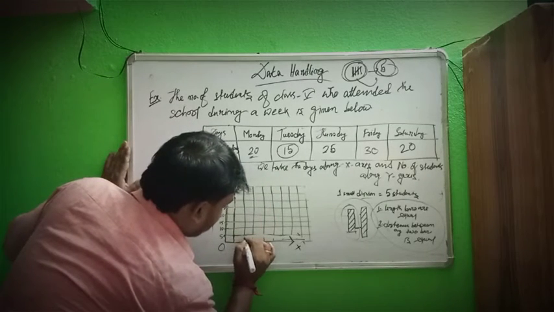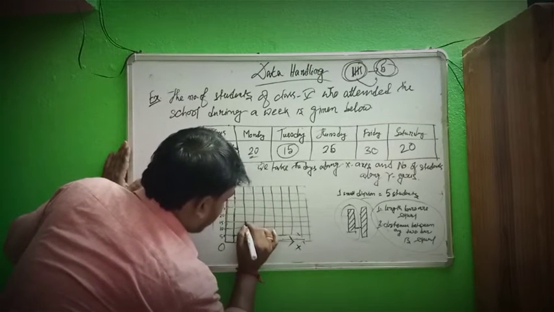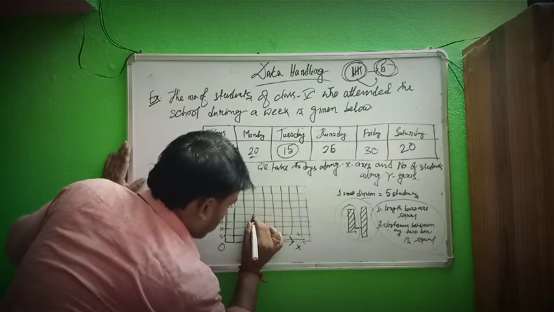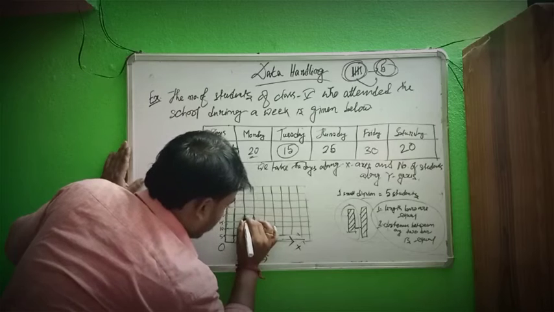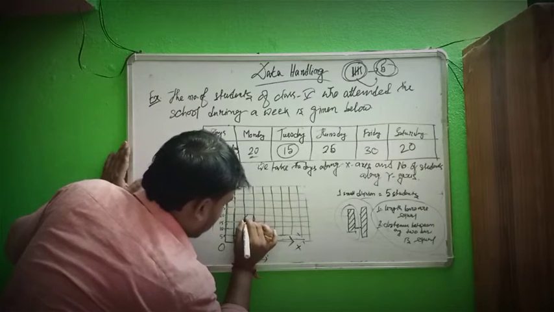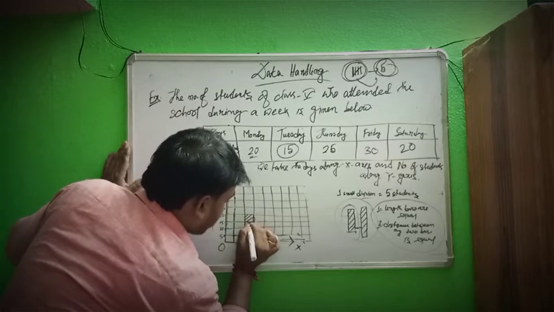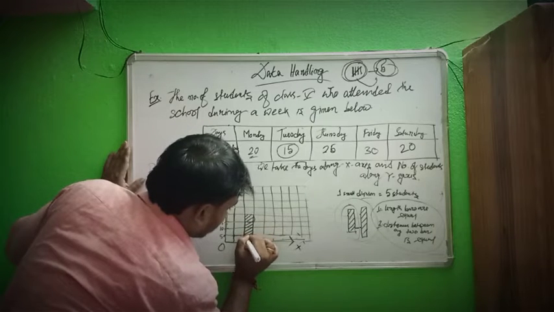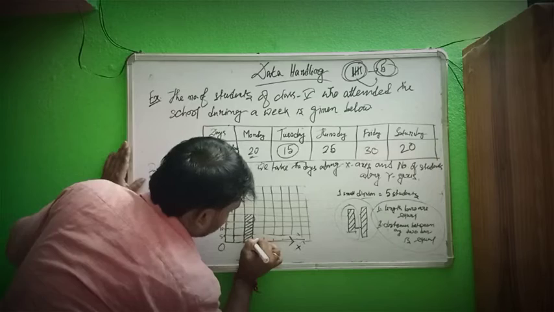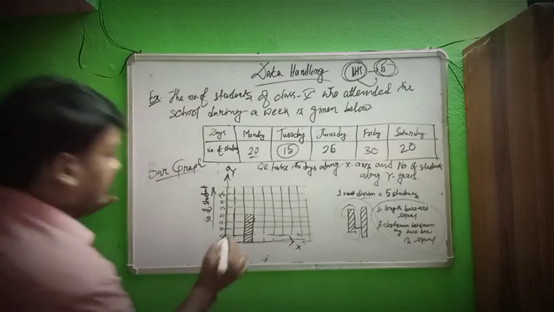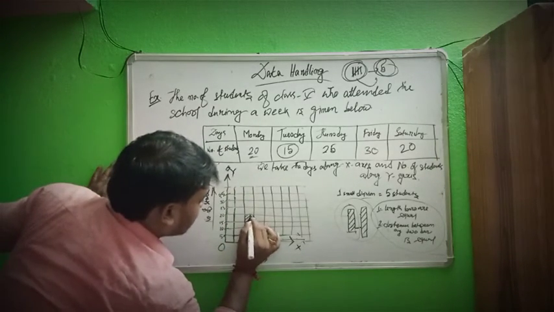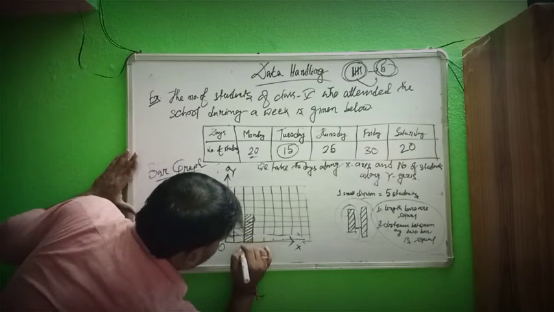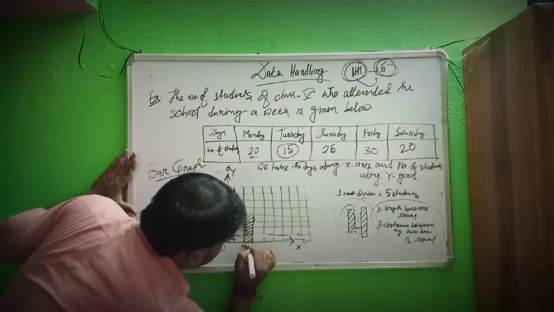So if I draw the bars from here, the length of the first bar is 20. You can draw the bar in this way so that it looks good. Okay, this is the first bar. It represents the number of students who attend the school on Monday.